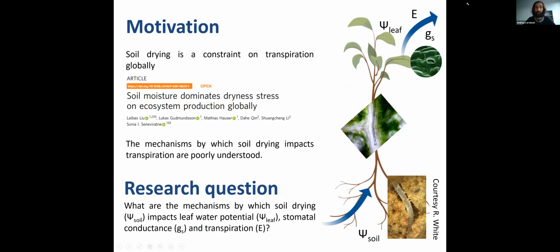So the motivation of this work is that soil drying is a primary constraint on transpiration globally. We heard it already at the beginning in the first presentation. But the mechanisms by which soil drying impacts transpiration are still poorly understood, both in terms of soil physical questions and physiological questions. Specifically, my question here is to investigate how a decreasing soil water potential, psi-soil, impacts the leaf water potential, psi-leaf, the stomata conductance, and then the transpiration.